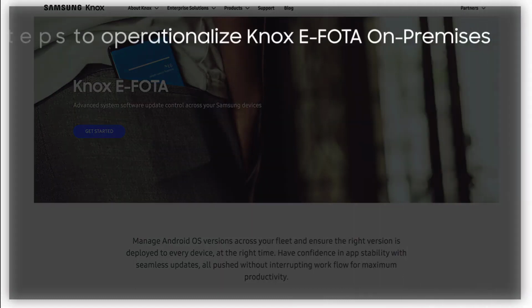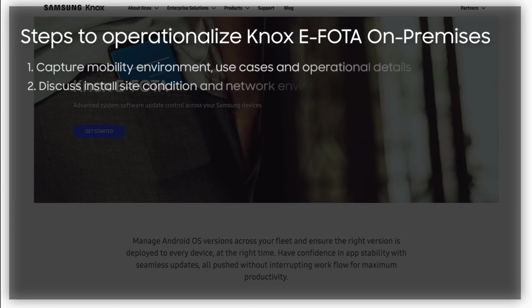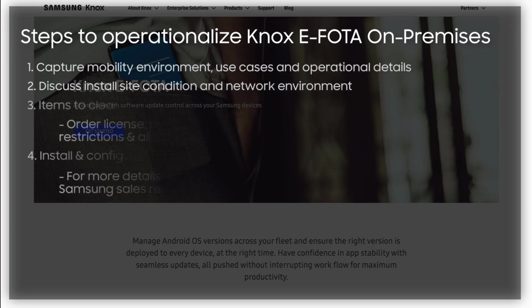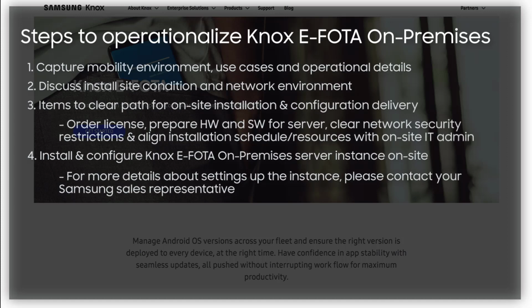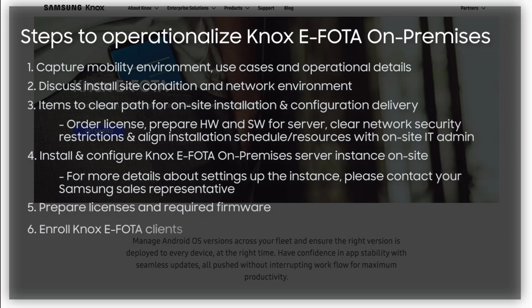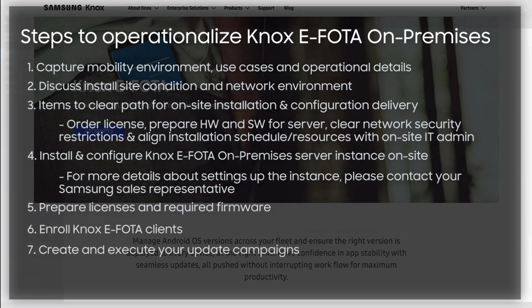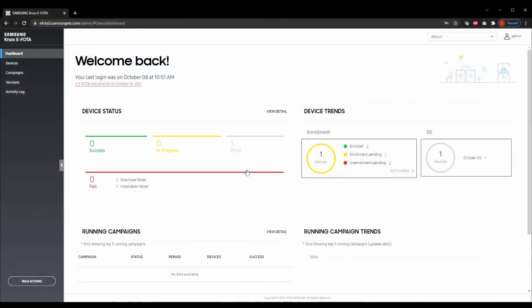Here are the steps on how to get started with Knox FOTA on-premise. First, figure out your environment and use cases. Then, get the infrastructure installed and configured for your company. To complete the setup, we'll show you how to load licenses and versions, add and enroll devices, and create and execute your update campaigns. When you log into the Knox FOTA on-premise console, you'll be able to view the dashboard.